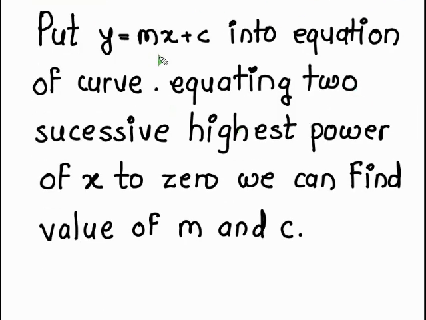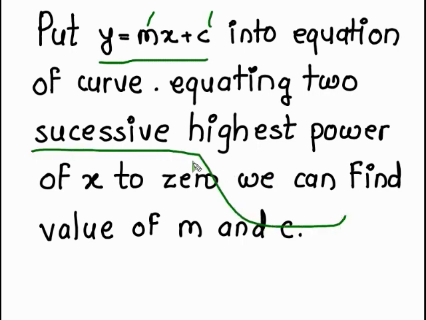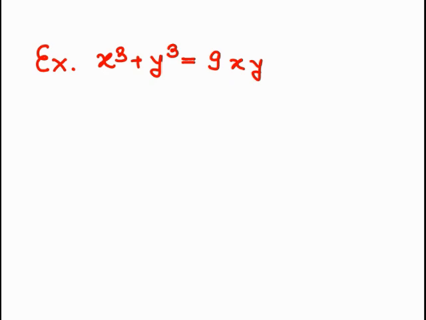Put y equal to mx plus c into the equation of the curve. Equate. So this y equal to mx plus c is nothing but our oblique asymptote. Once we substitute y equal to mx plus c into the equation, we need to find the value of m and c. Now for that we require 2 conditions. So equating 2 successive highest powers of x to 0, we can find the value of m and c. Let's understand this with the help of an example.